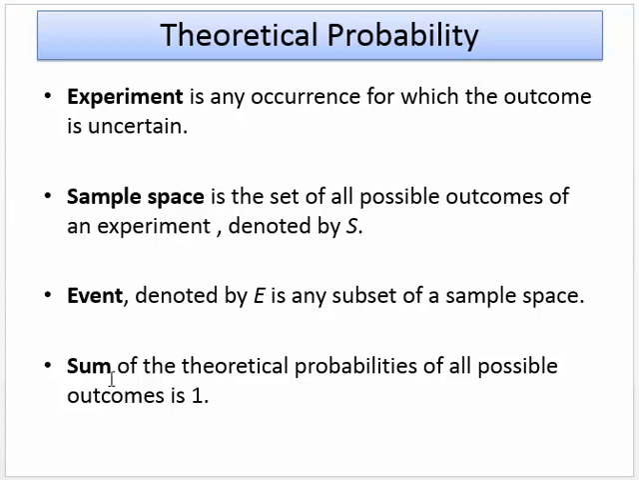And then another thing to keep in mind is the sum of theoretical probabilities of all possible outcomes is always 1. If you think about it, if you flip a coin once, what's the probability of flipping a heads? Well, that's 1/2. Flipping a tails is also 1/2. Well, when you add those two together, 1/2 plus 1/2 is 1. The sum of the probabilities will always be 1 on an experiment.